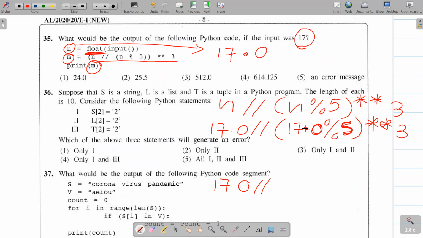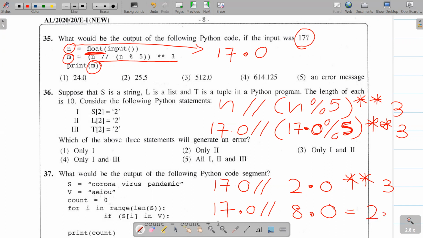Float එකක් integer එකක් එක්ක operate වුණාම your final answer is going to be a float. So 17.0 remainder 5 means 2.0. Then it has to the power 3 as well. So now 2.0 to the power 3 is going to happen. 17.0 floor divide 8.0 will be there. So this gives you 2.0. 17 floor divide by 2.